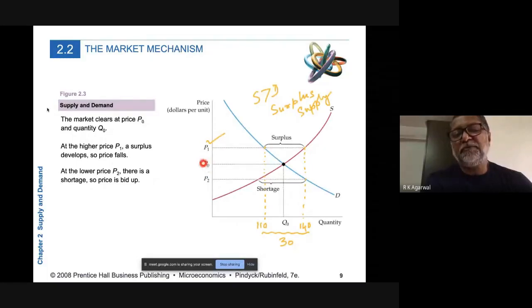And once it reaches the equilibrium level, what do you find? The entire surplus has been sold and there is no more surplus in the market. Demand is equal to the supply. Right?